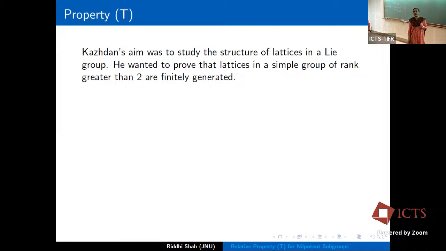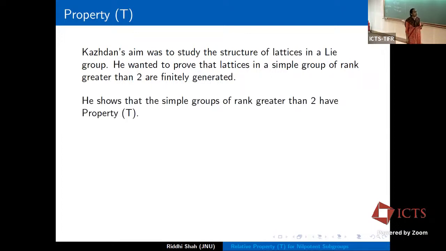So what is a lattice? A lattice is a discrete subgroup of a topological group, a locally compact group, such that the quotient is either compact or carries a finite G-invariant measure. For example, SL(n, Z) is a lattice in SL(n, R). Z^n is a lattice in R^n.